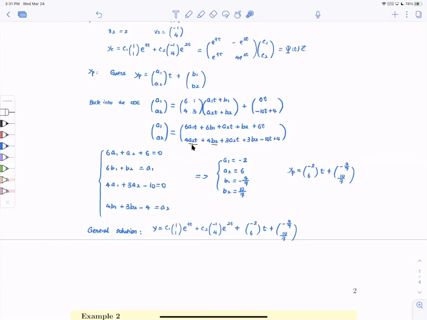Matrix multiplication. Wait, okay, so I did something wrong, did I? I did something wrong. Yeah. Here should be A1, sorry. And B1.